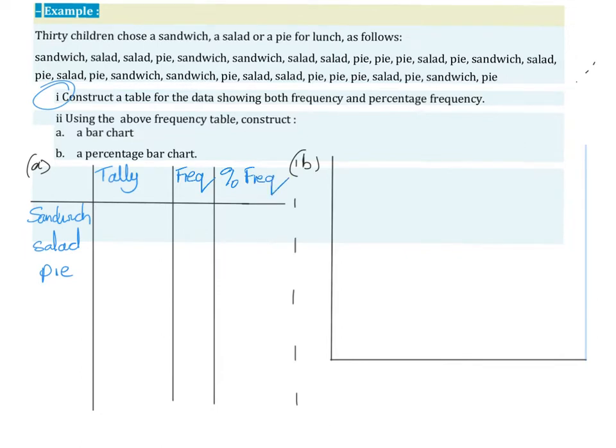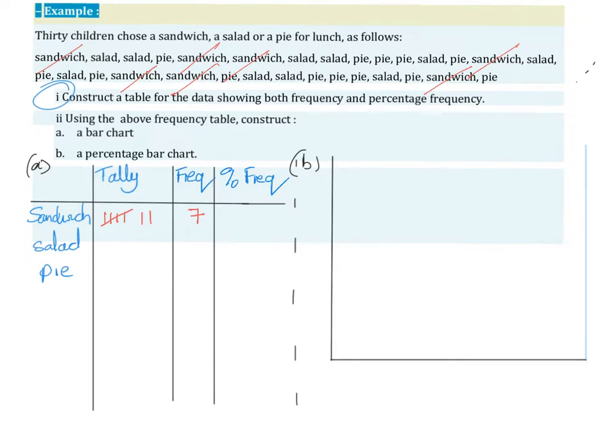So how do I use the tally column? Let's do it for a sandwich. I'm going to go through my data and count how many sandwiches I've got. So 1, 2, 3, 4, 5, 6, 7. That gives me an indication of my frequency, which is 7. Now notice how I put a cross through the data. It just helps me if I come to the end and work out that, oh, I forgot one, then I can actually add to it in the end.